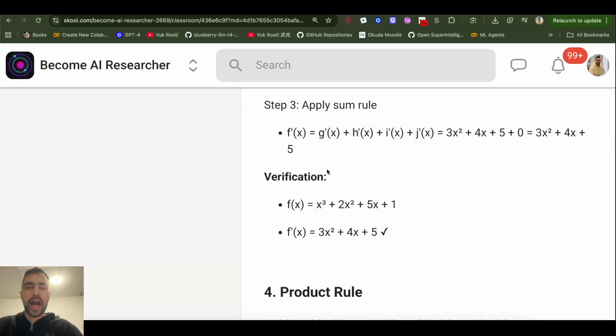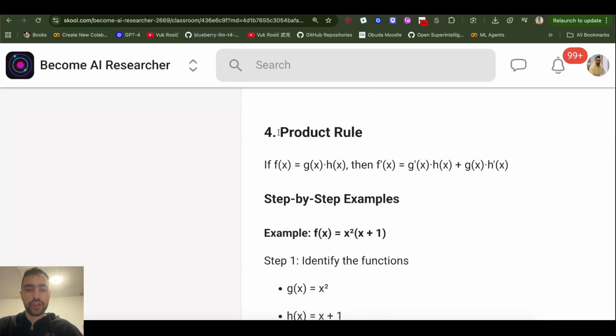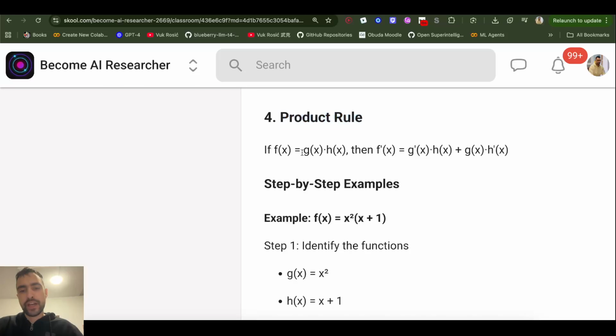And now I put more examples here. So the product rule. If you have something times something, and both of these elements contain x, then this is the derivative. You find the derivative of the first times the second without the derivative, plus the first without the derivative, so just repeat it, times the derivative of the second one. Okay?